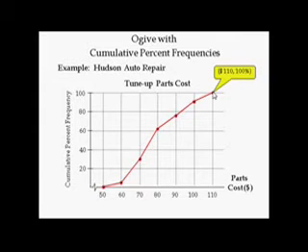All cumulative percent frequency ogives end at 100%. All cumulative relative frequency ogives end at 1.